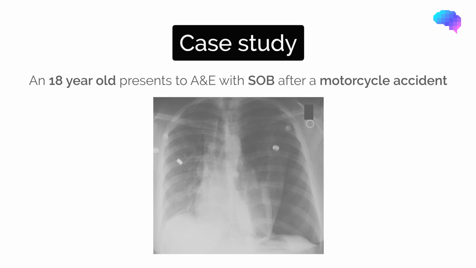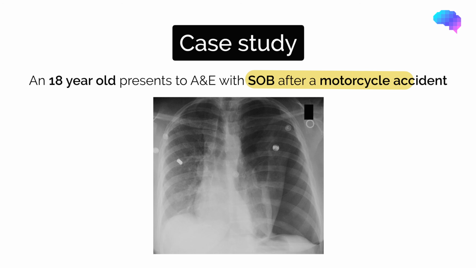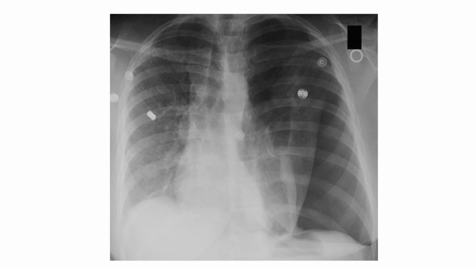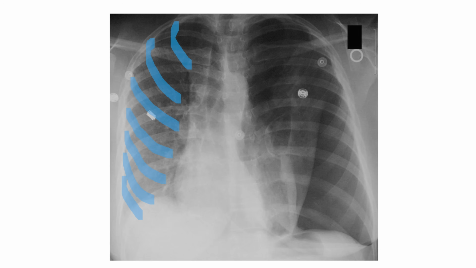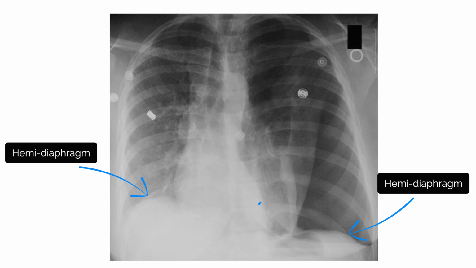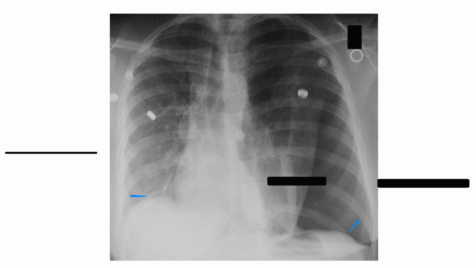Moving on to our next case study, an 18-year-old presents to A&E with shortness of breath after a severe motorcycle accident. The medial aspect of the clavicles are equidistant from the spinous processes, and so there is no rotation. There are over 5 to 6 anterior ribs visible, so inspiration is adequate. This is a PA projection as there are no visible scapula and heart size appears normal. The hemidiaphragm are clearly visible, and the vertebrae visible behind the heart, indicating adequate exposure.